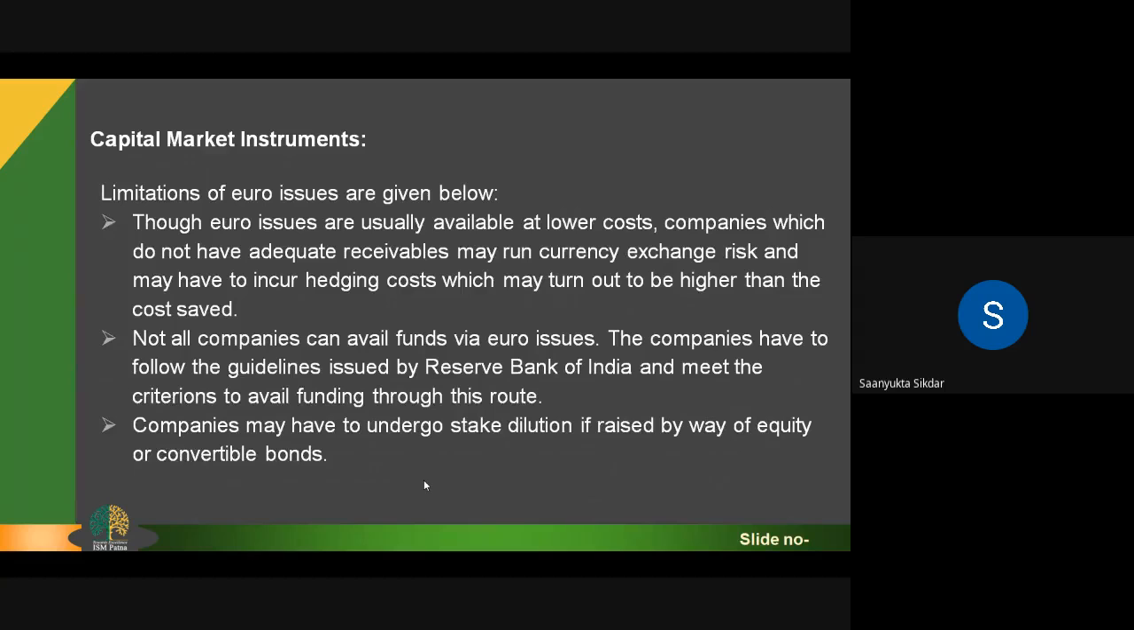Certain limitations are also there. Although it is available at a lower cost, companies which do not have adequate receivables may run currency exchange risk. They may have to incur hedging cost also, which may turn out to be higher than the cost saved. Not all companies can avail funds via euro issues. Companies have to follow the guidelines issued by RBI and meet the criteria to avail funding through this route. Companies may also have to undergo stake dilution if funds are raised by way of equity or convertible bonds. These are some of the limitations that are faced.